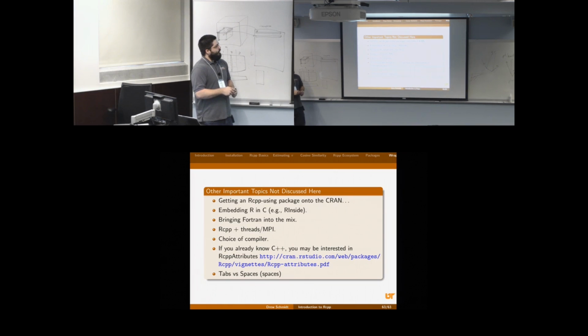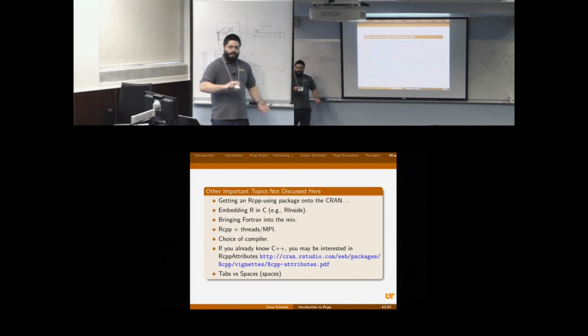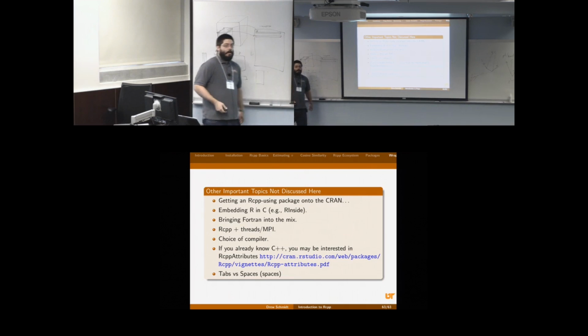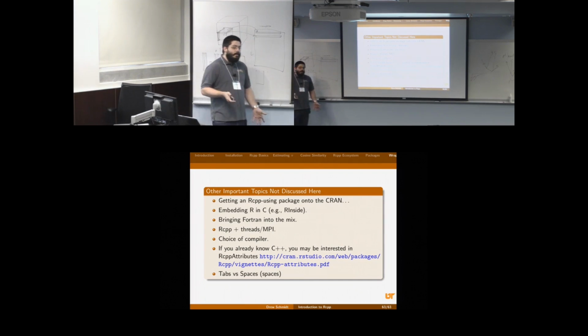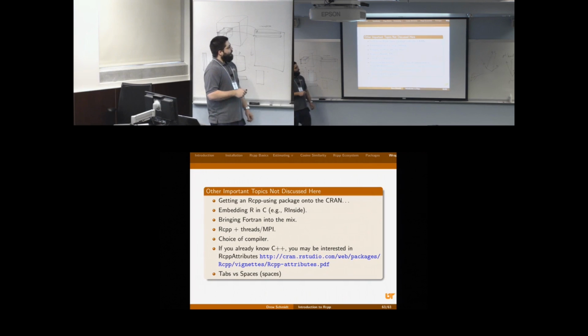So Dirk created this thing, or he was part of a team who created this thing, RInside, which makes doing that kind of thing much easier. Bringing Fortran into the mix really complicates things, maybe, because you're probably using external libraries if you're using Fortran, and then that gets hard. Threads and MPI together from compiled code we didn't talk about. That's another huge headache. The choice of compiler, we didn't really get into how you would change compiler. There are various ways to do that easily and in more difficult ways.